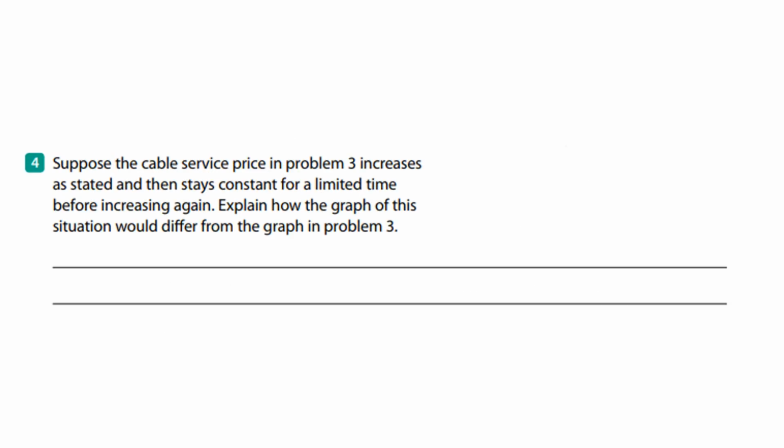Number 4, suppose the cable service price in problem 3 increases as stated and then stays constant for a limited time before increasing again. Explain how the graph of this situation would differ from the graph in problem 3. So again, we would look at each section. It would increase, so that means it's going to go up. Then it's going to stay constant, so that's going to be a straight line. And then it increases again, so then it's going to go up again.